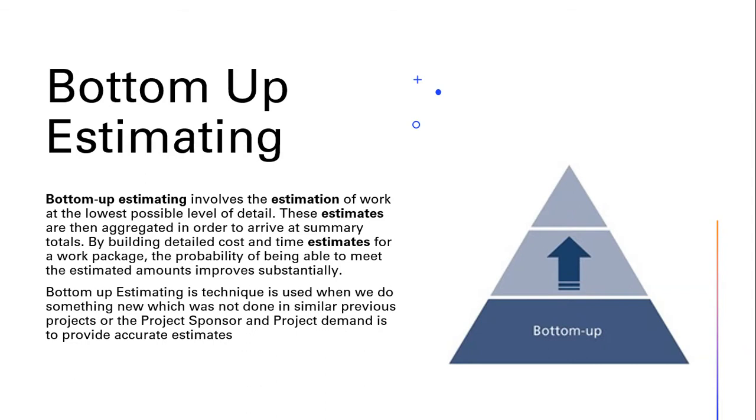The next tool and technique is called bottom-up estimating. Bottom-up estimating involves the estimation of work at the lowest possible level of detail. These estimates are then aggregated in order to arrive at summary totals. By building detailed cost and time estimates for a work package, the probability of being able to meet the estimates improves substantially. The bottom-up estimating technique is used when we do something new which was not done in similar previous projects, or when the project sponsor demands accurate estimates.